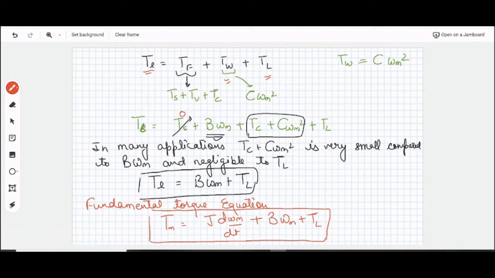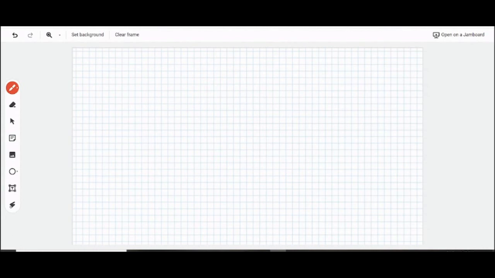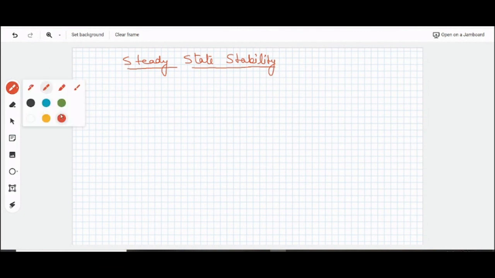ठीक है, इसके आगे हम पढ़ेंगे, शायद आपके कोर्स में इतना ही है, स्टेडी स्टेट स्टेबिलिटी। Although there are multiple methods to find the steady state stability, but here we will use the characteristics information to find whether the operating point will be stable or not, right?